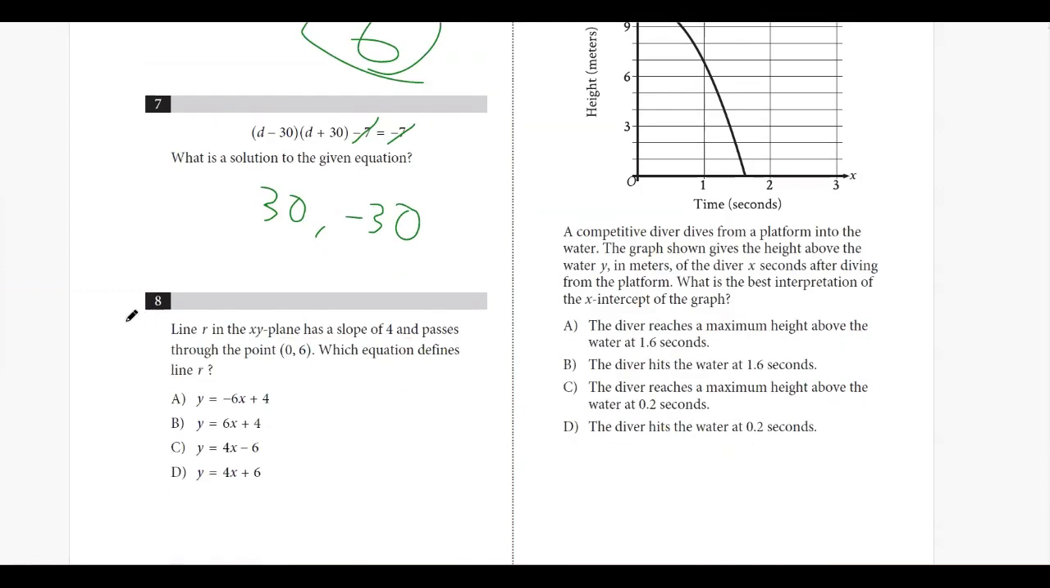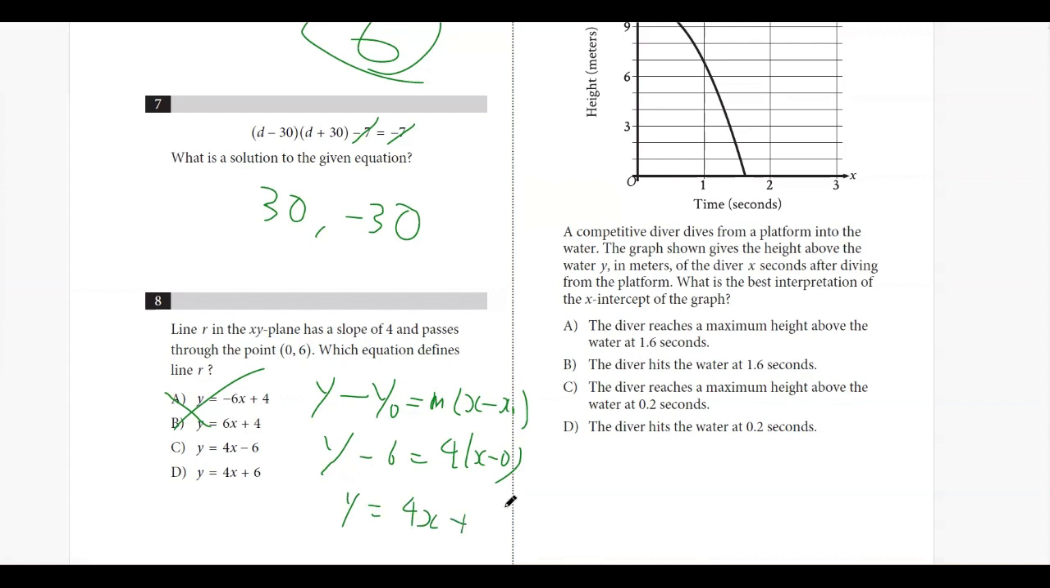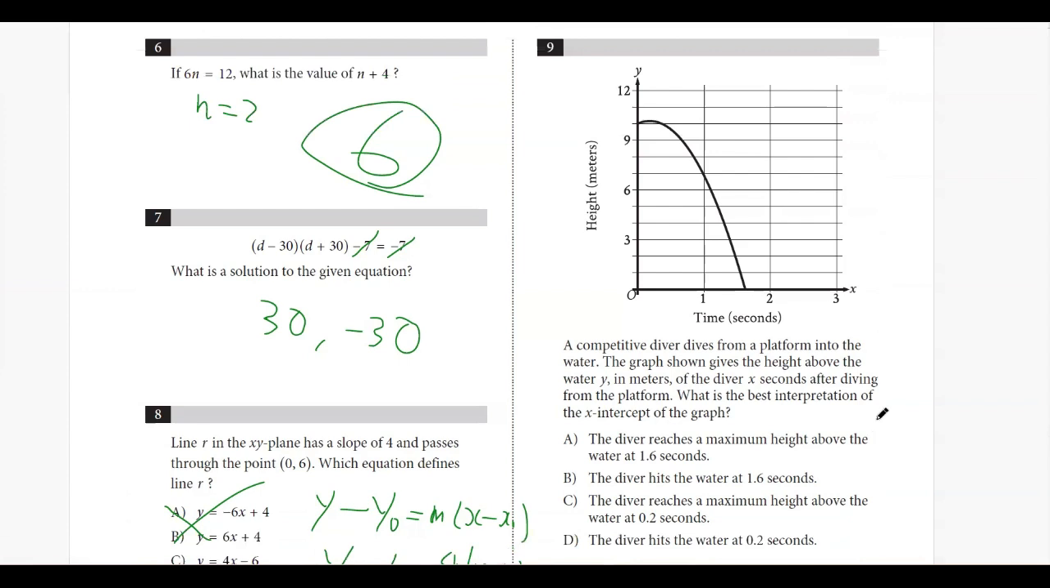Line R in the xy plane has a slope of 4 and passes through the point 0, 6. Which equation defines the line R? Okay, so since we have a slope of 4, A and B are eliminated. And what we gotta do is use this formula here. So we have y minus 6 is equal to 4x, and y is equal to 4x plus 6. So D as in David is correct.